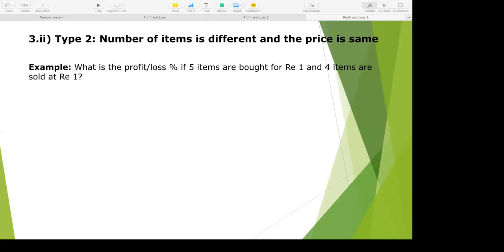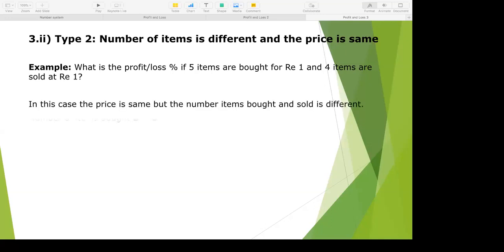So can you try to identify the difference of this question with respect to the previous type? Here the number of items are different. Bought 5 items, sold 4 items. In the previous scenario, the number of items bought and sold were same, while the price was different. But in this particular scenario, the items are different while the price is same. So if you are able to identify this in a question, then you can use this formula.